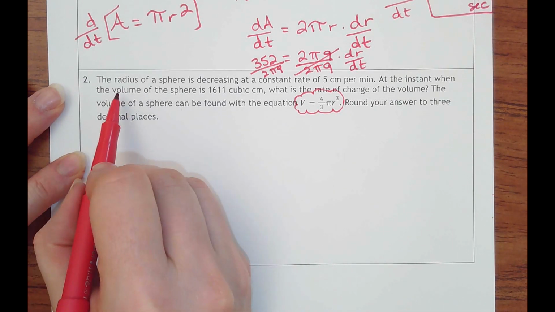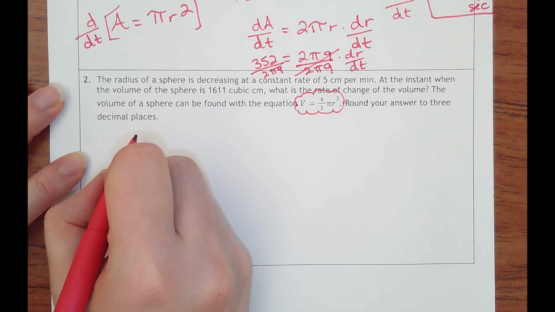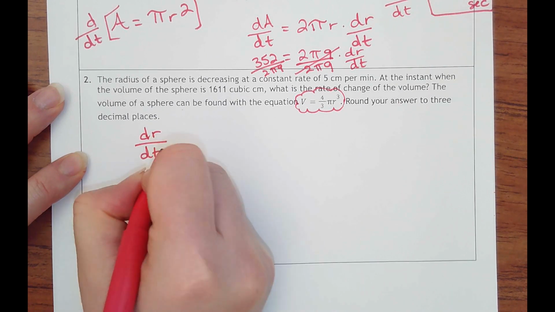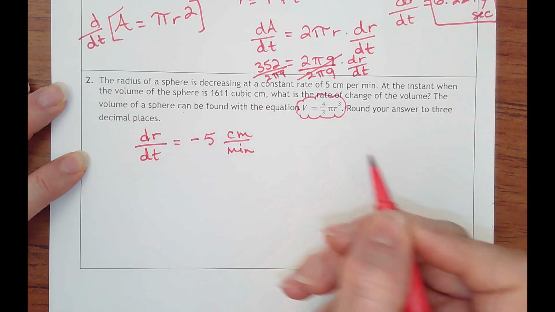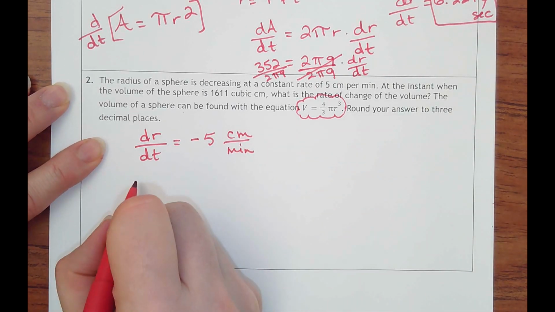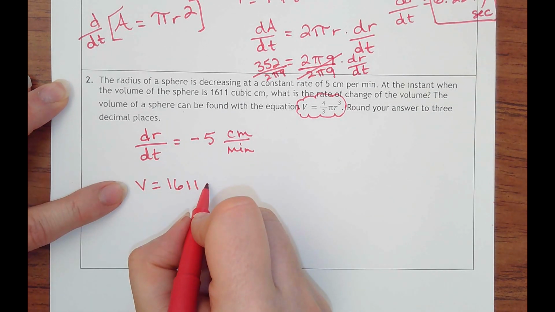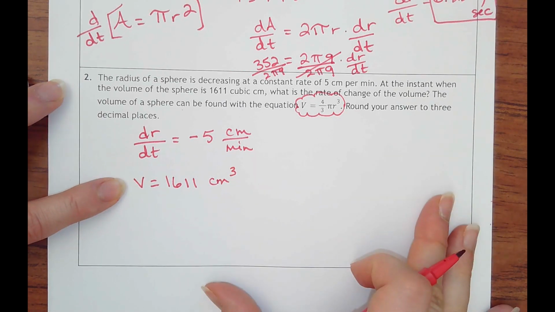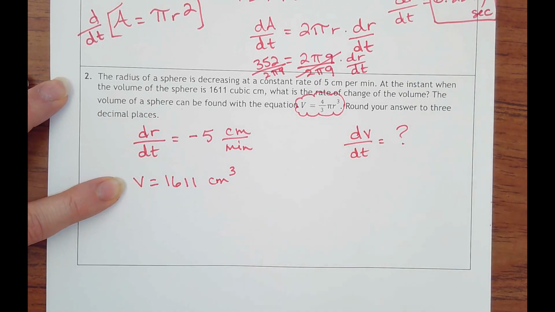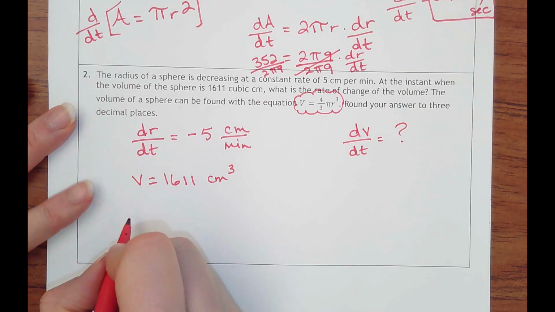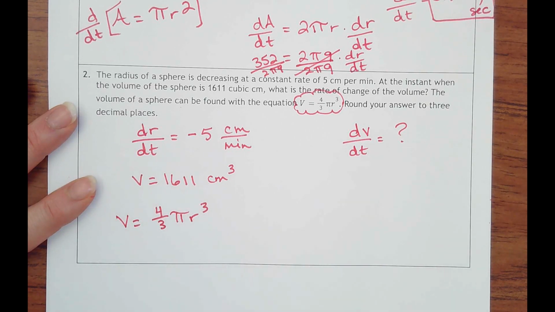Okay, so let's pick apart what we know. The radius is decreasing at a rate. So it's not, the radius is 5, it's a rate, so dr to dt. Radius to time is decreasing at 5 centimeters per minute. At the instant when the volume is 1,611, so that's not how the volume is changing, that's simply the volume. What is the rate of change of the volume? So our end goal is to solve for dV to dt. And they're giving us the formula that volume is 4/3 times pi times r cubed.